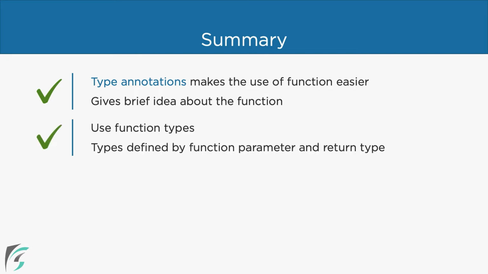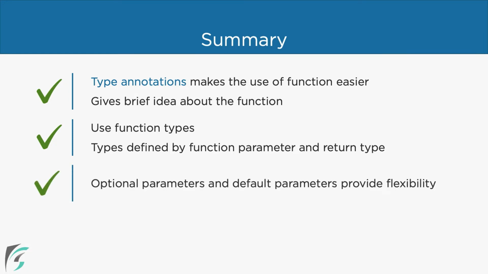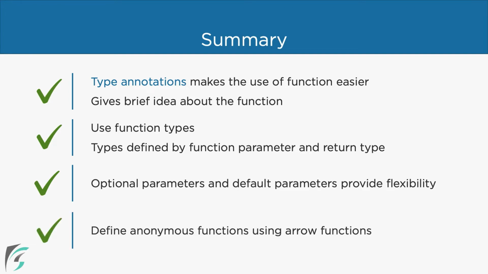We can even use the function types, which are defined by the function parameters and the function return type. We have the flexibility to use optional parameters and default parameters, where we can call the functions with fewer parameters and they will still have valid values. Arrow functions in TypeScript help us define anonymous functions with clean syntax.